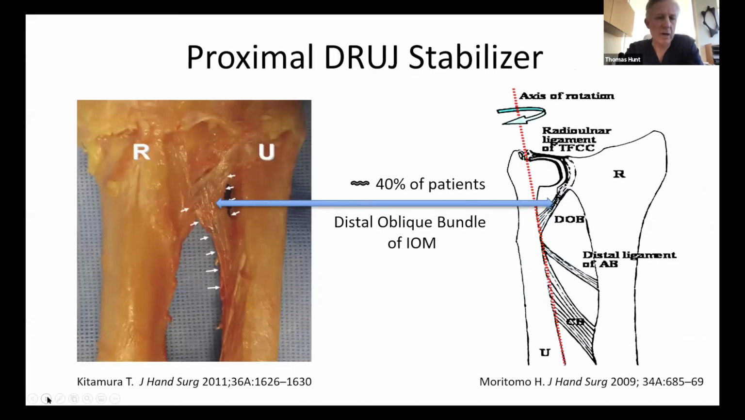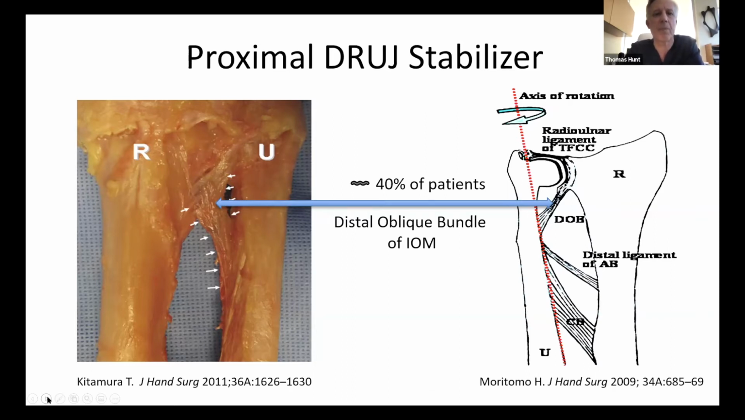The other thing to recognize is that stabilization, though a critical function of the triangular fibrocartilage, is also contributed to in a significant way by the distal oblique bundle of the interosseous membrane. We found that in about 40% or so of patients, this distal oblique bundle is present. And in those patients, even without the supporting volar and dorsal radial-ulnar ligaments, the distal radial-ulnar joint can remain stable. So just examination of stability and assessment through physical exam and x-rays won't necessarily tell you what needs to be done, but it's important to recognize this component as well.